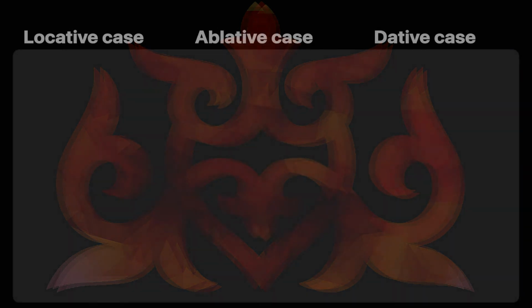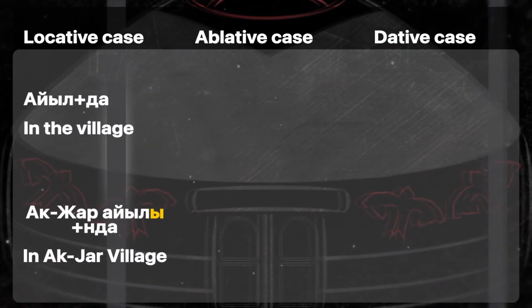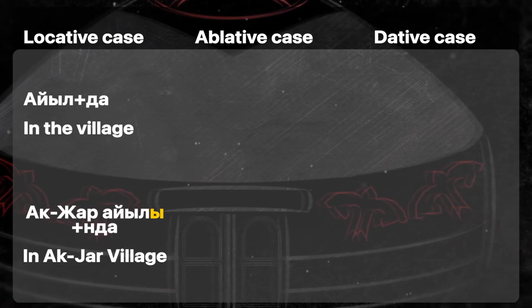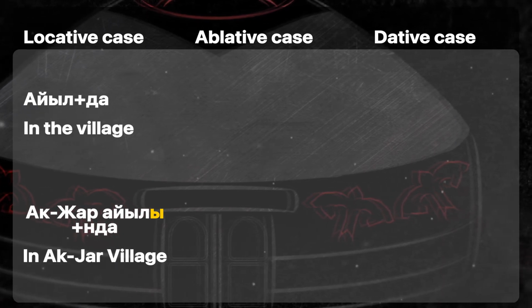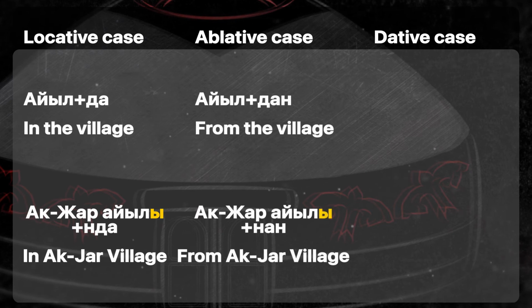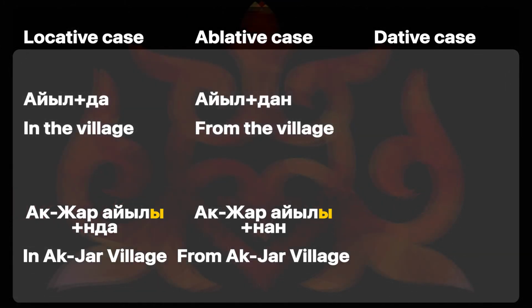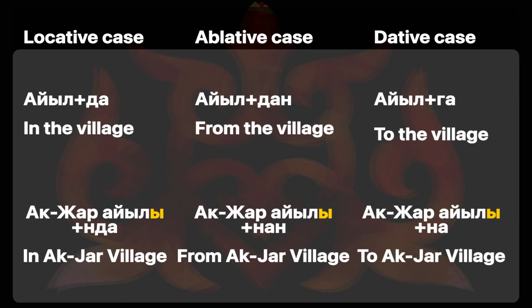For example, for locative case, ayılda, in the village. Akjar ayılında, in Akjar village. For ablative case, ayıldan, from the village. Akjar ayılınan, from Akjar village. For dative case, ayılga, to the village. Akjar ayılına, to Akjar village.